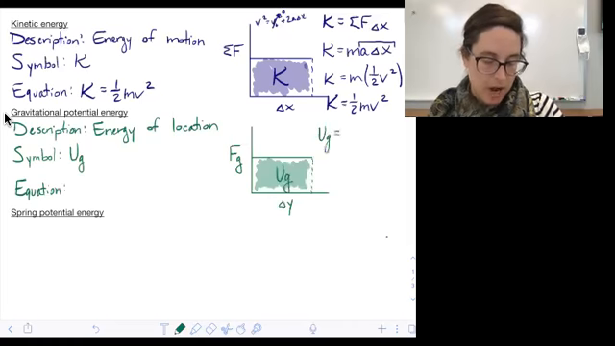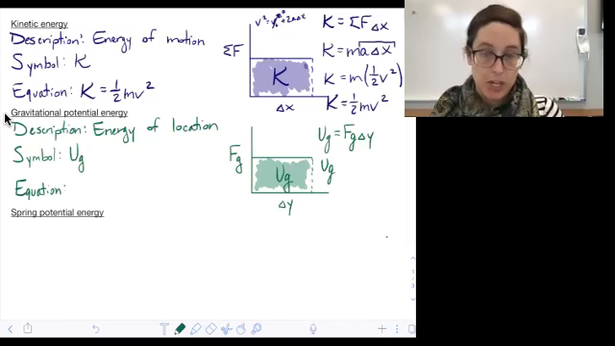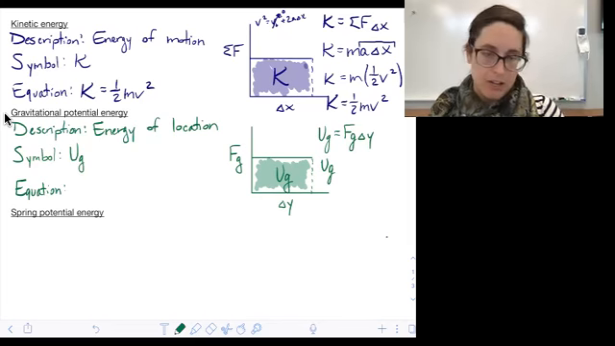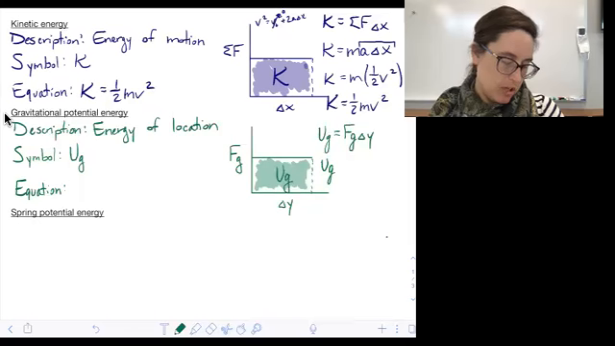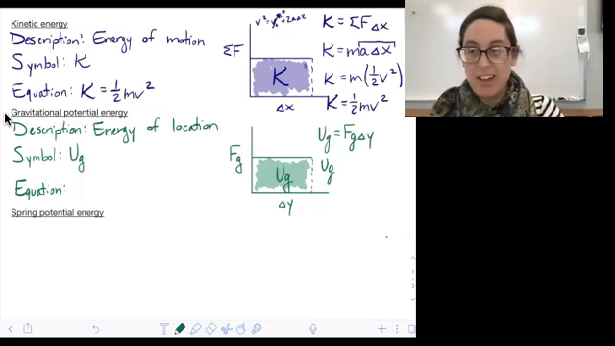And again, this is just a box, so we can just do base times height, Fg times delta y. And we know that to calculate the force of gravity, we need to do mg. So it is much more common that we write this equation as mg delta y. And on the equation sheet, they actually add a little delta in front of the Ug as well, because in order to utilize this gravitational potential energy, we do have to end up moving.